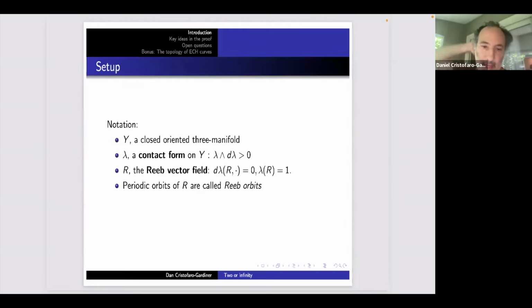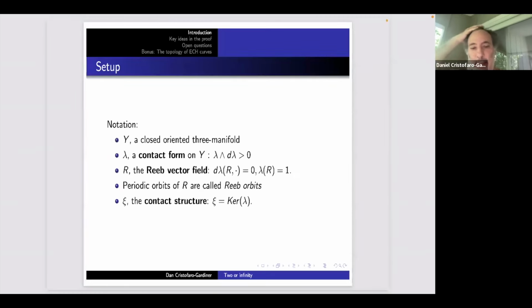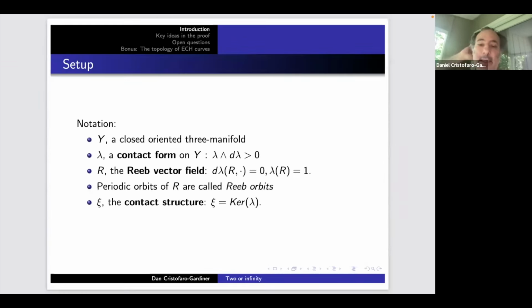The dynamics of the Reeb vector field are of a lot of interest. We're particularly interested in the periodic orbits, which are called the Reeb orbits. And we're also interested in the contact structure, which is the kernel of this thing.